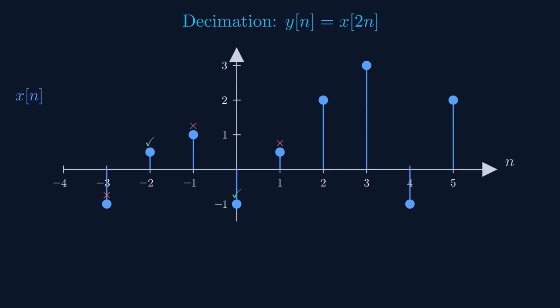N equals negative 3. Negative 3 over 2 is not an integer, so cross it out. N equals negative 2. Negative 2 over 2 equals negative 1, which is an integer, so keep it. We continue this process. The surviving values form x of 2n. 0.5, negative 1, 2, negative 1, 2, defined from n equals negative 1 to n equals 3.